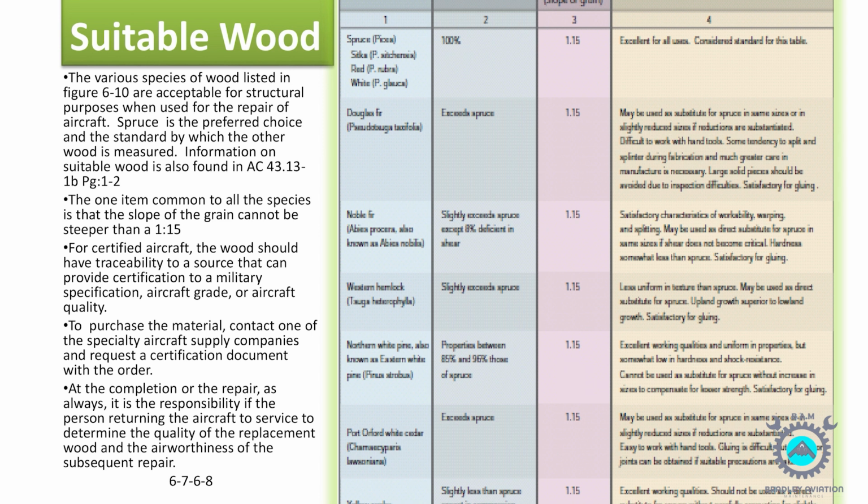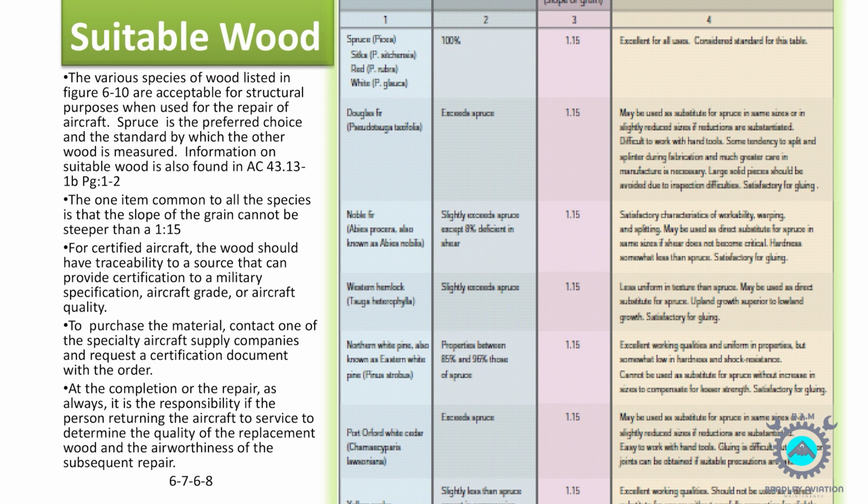Information on suitable wood is also found in AC 43.13-1B. The one item common to all the species is that the slope of the grain cannot be steeper than 1:15. For certified aircraft, the wood should have traceability to a source that can provide certification to a military specification, aircraft grade, or aircraft quality.